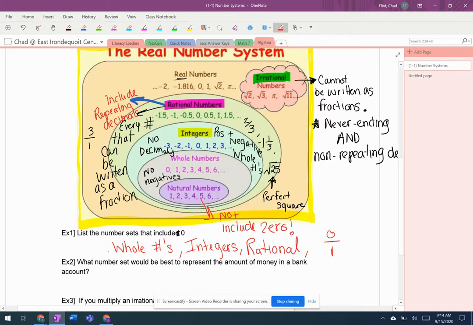And last but not least, we're missing the real numbers. Because remember, any number you deal with in Algebra 1 is going to be considered a real number. Imaginary numbers we're going to save for Algebra 2.